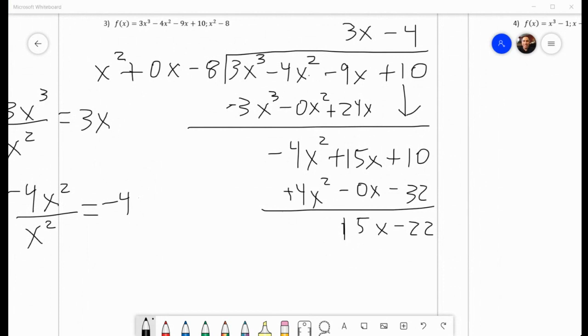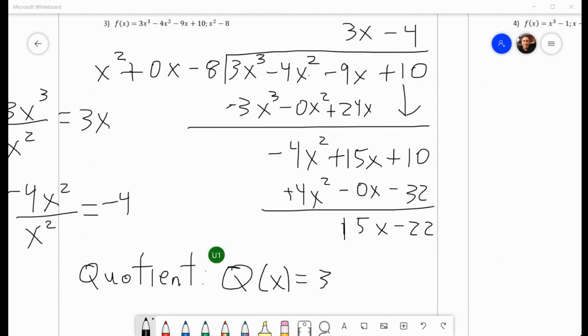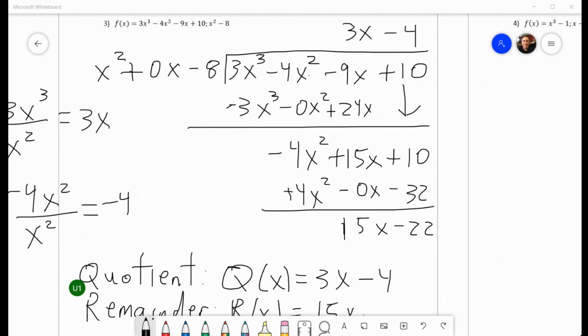All right. Okay. So here, what's our quotient? Our quotient is 3x minus 4. Q of x is 3x minus 4. Again, that's what's up here, right? That's above the dividend. Okay, the remainder is 15 times x minus 22. That's our remainder. Okay, and now we're done.